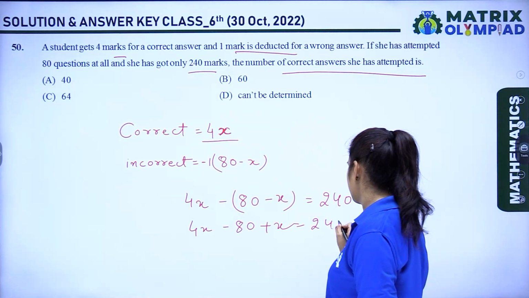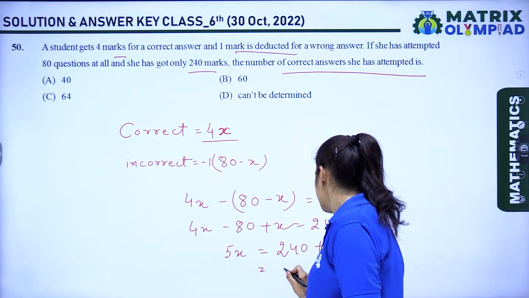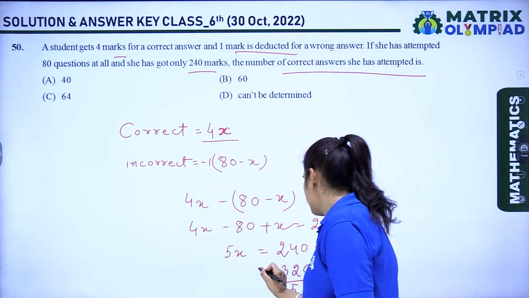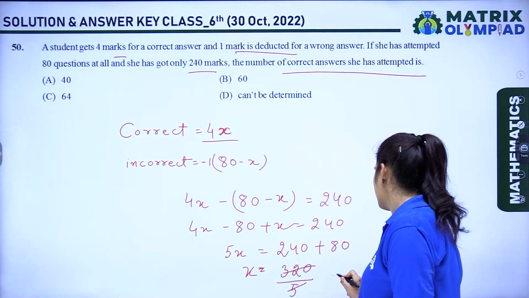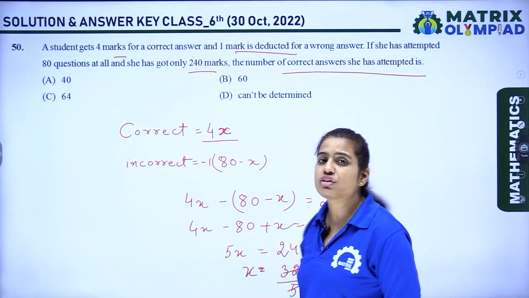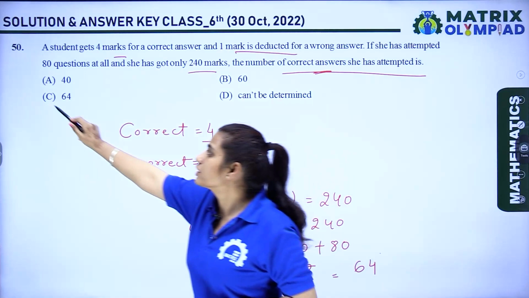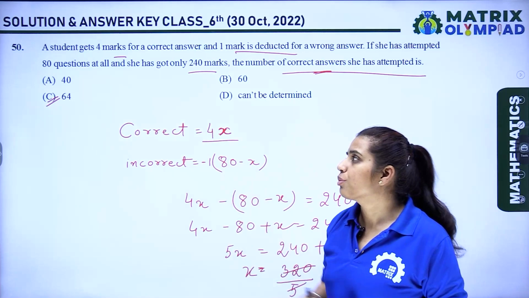We get 5x equal to 240 plus 80, which will give us 320. So the value of x will be 320 by 5. Now, after reducing to the lowest form, we get 64. So there are a total of 64 questions which she has attempted correctly. We have to find out only the correct answers. So there are 64 answers that are correct. So option C is the correct answer.